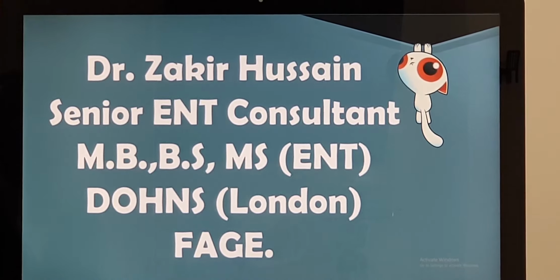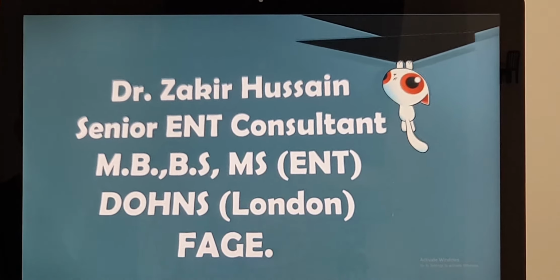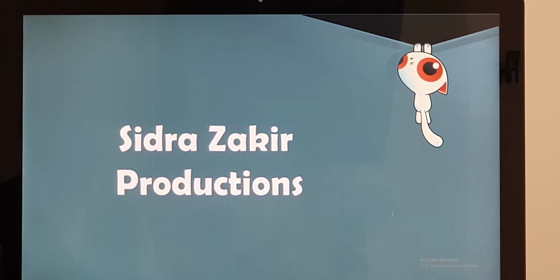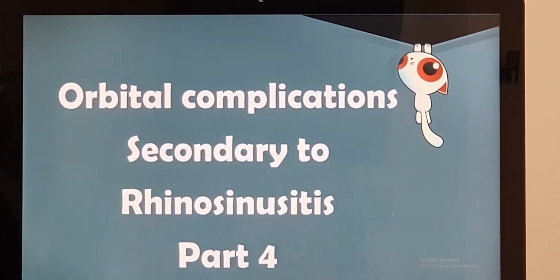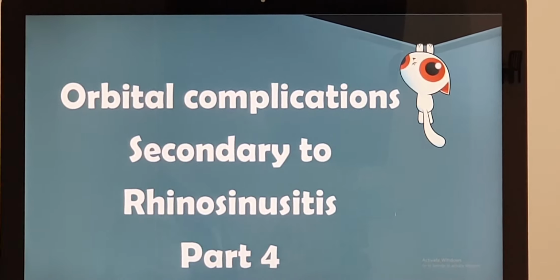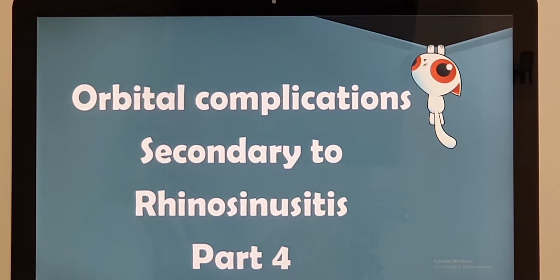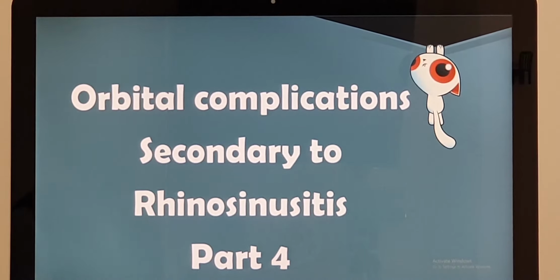So, this is part 4 video of orbital complication secondary to rhinosinusitis. In this part, we are going to deal mainly with the treatment. Before starting the treatment, it's always best that you please do watch part 1, part 2, part 3 so that you have a better understanding of treatment.